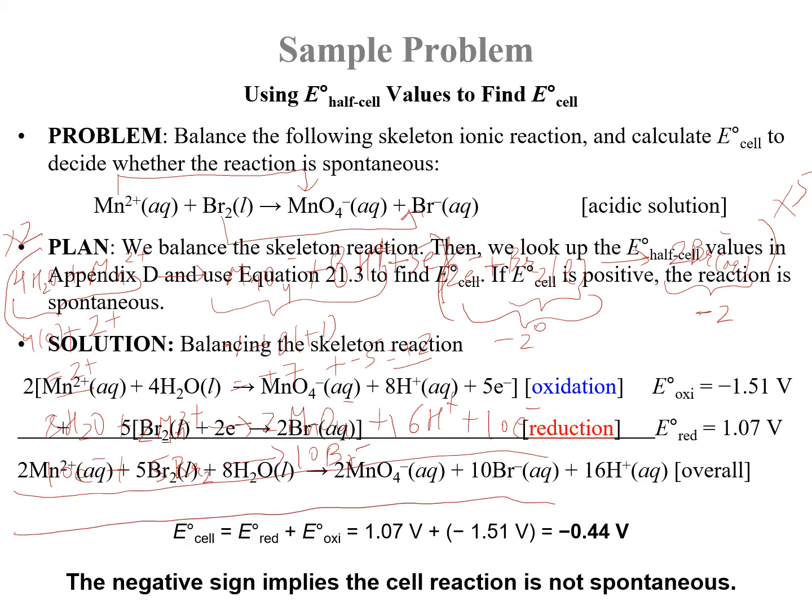Based on this, the first thing we can identify is which reaction is happening at the cathode. This is loss of electrons. Sorry, LEO, loss of electrons is oxidation. So this is my oxidation half. Oxidation happens at the anode. This is reduction. So GER, where does this happen? This happens at the cathode. Okay.